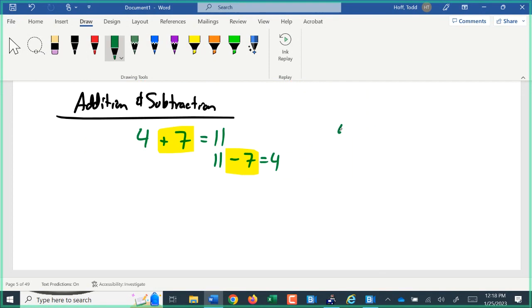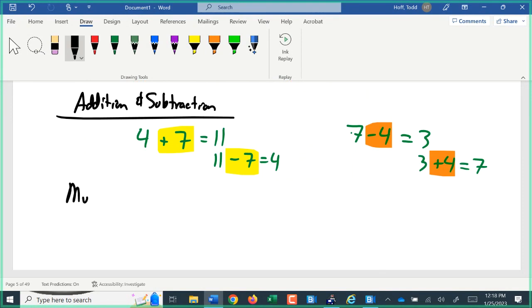Or the other way around. If I started with 7 and I subtracted 4, I'd get 3. If I want to get back to the 7, I take my 3 and I add 4. Here I did it in the opposite order. I subtracted first and then added. But again, they reverse each other. They get us back to where we started. And multiplication and division do the same thing.